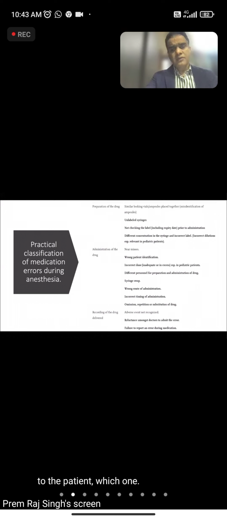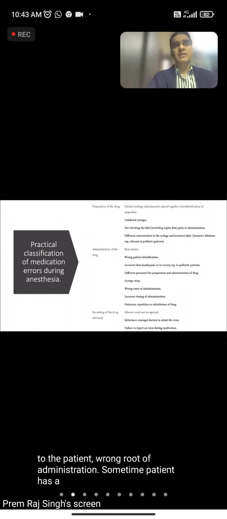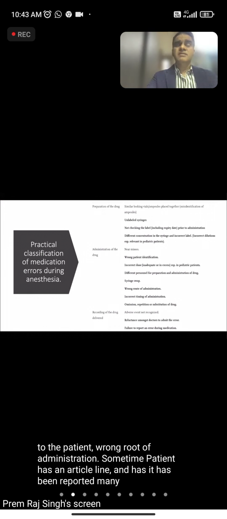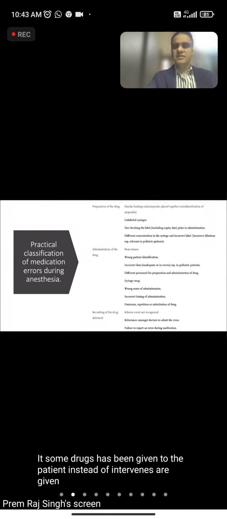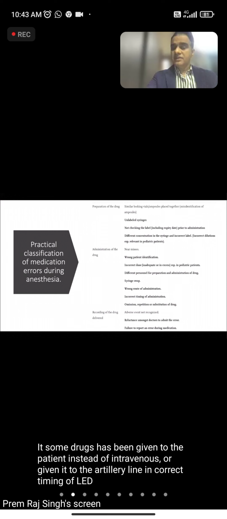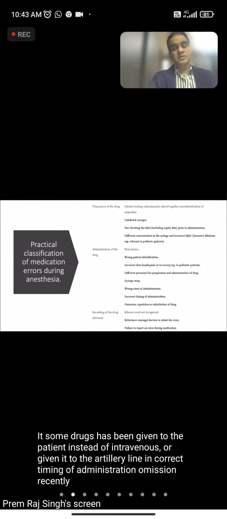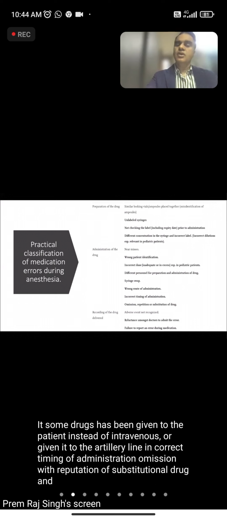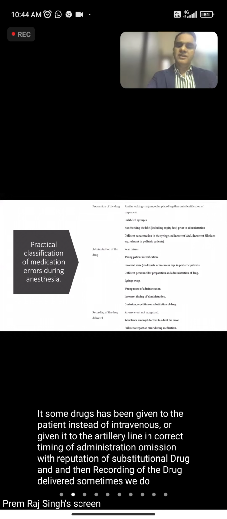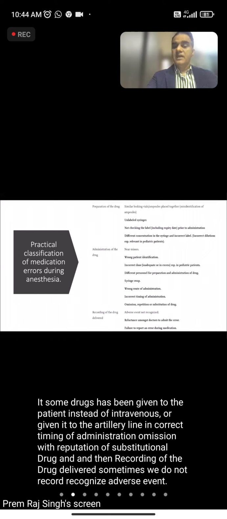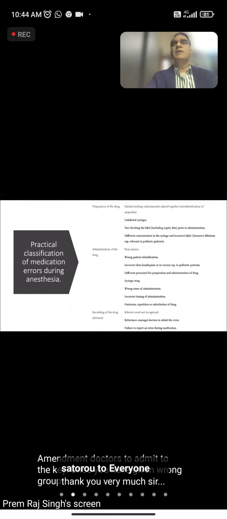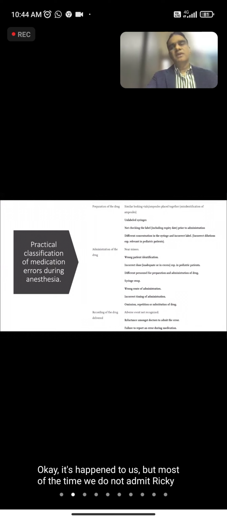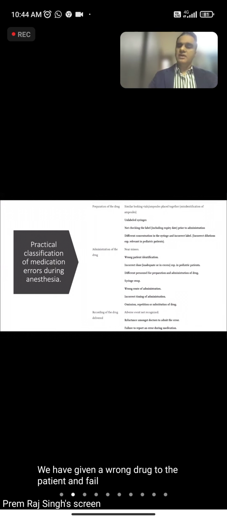Wrong route of administration: sometimes the patient has an arterial line, and it has been reported many times that drugs meant to be given intravenously are given into the arterial line. Incorrect timing of administration, omission, repetition or substitution of a drug. And at the end, recording of the drug delivered. Sometimes we do not recognize an adverse event, and doctors are reluctant to admit the error. Once you have given the wrong drug, you have to admit, okay, it has happened to us. But most of the time, we do not admit we have given a wrong drug to the patient, and we fail to report an error during medication.